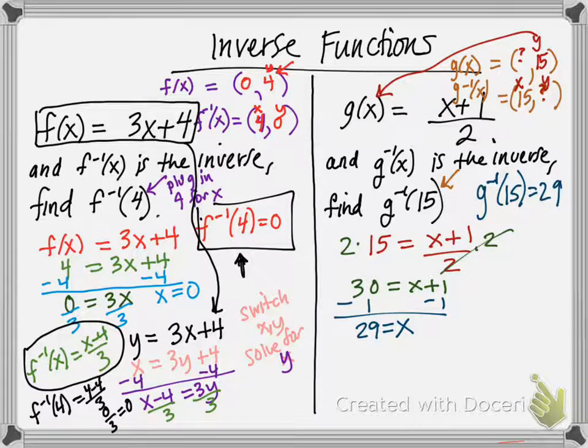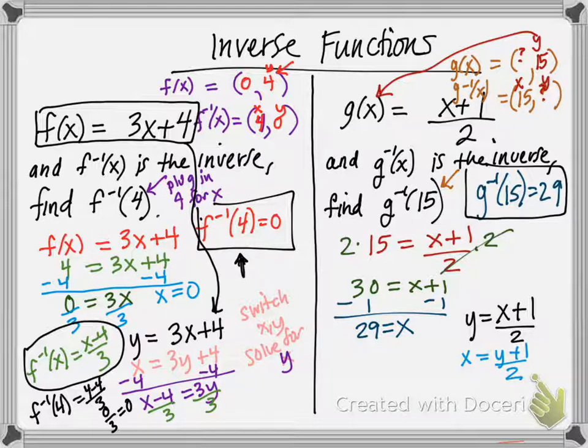Let's find our answer a different way. Let's actually find the inverse of g of x. So the first step is to replace g of x with y, right? So I got y is equal to x plus 1 all over 2. Then you switch the x and the y. So it becomes x equals y plus 1 over 2, and then you solve for y. The opposite of dividing by 2 would be multiplying both sides by 2. So I get 2x is equal to y plus 1. One more step, subtract 1 from both sides. So I got 2x minus 1 is equal to y.